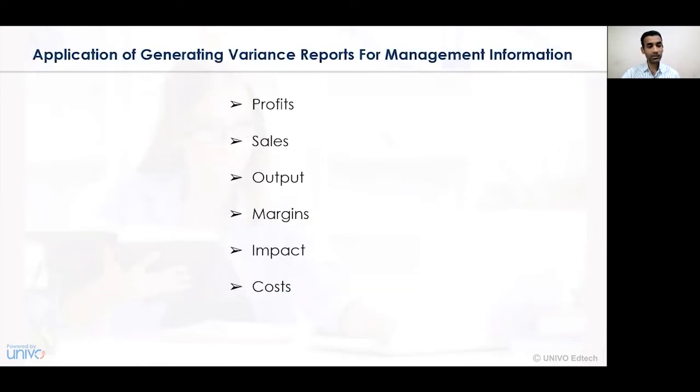Now let's understand the application of generating variance reports in the management organization or the management information system. The variance report that has been created helps to identify the amount of profit, the amount of sales or revenue that has been generated, the amount of output, that is the actual number of goods and services that have been produced or manufactured in the organization, and the various profit margins, that is the difference between the profit percentage and the sales consideration and the total cost. It also shows the impact on profitability, sales, output, and so on, and the impact on the costs that have been associated.